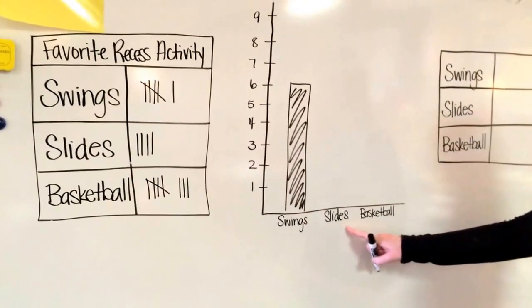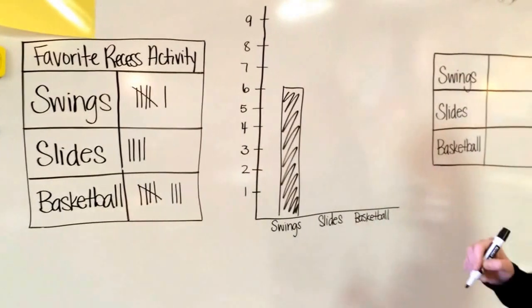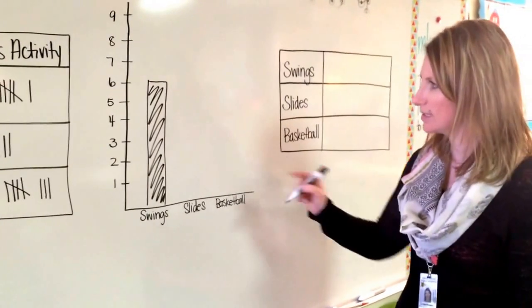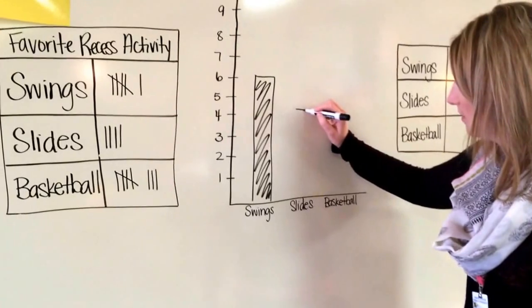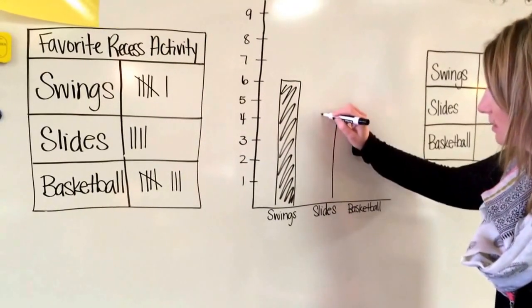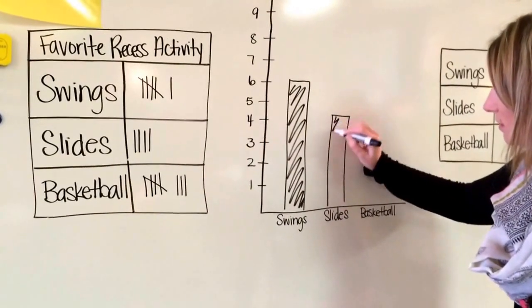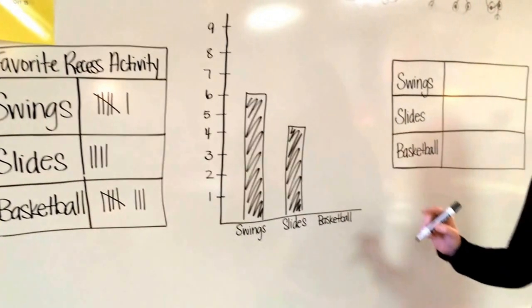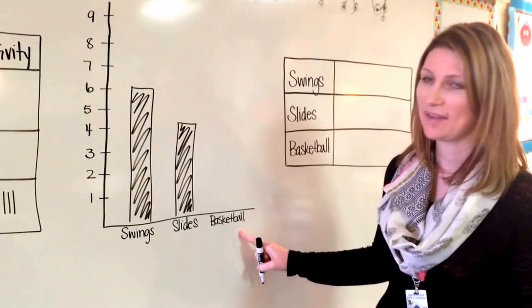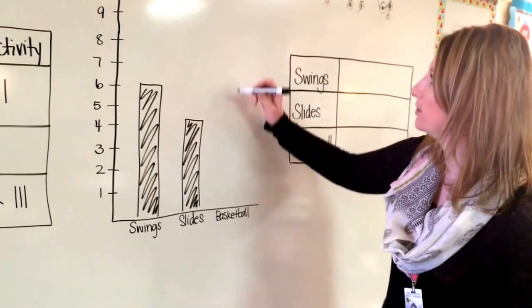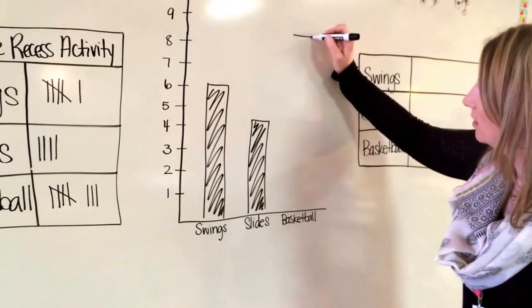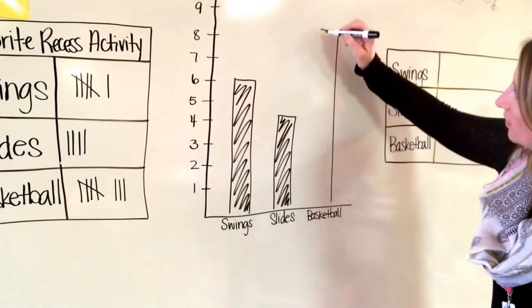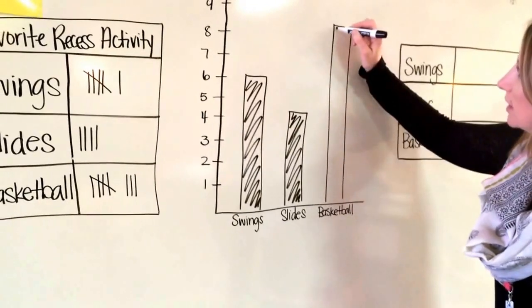Okay, next I'm going to go to the slides. I know that 4 people like to play on the slides at recess, so I'm going to go to my 4, make that across. Okay, and the last one is play basketball, and I have 8 people that like to do that, so that's way up here. So I'm going to make my bar graph look like that.